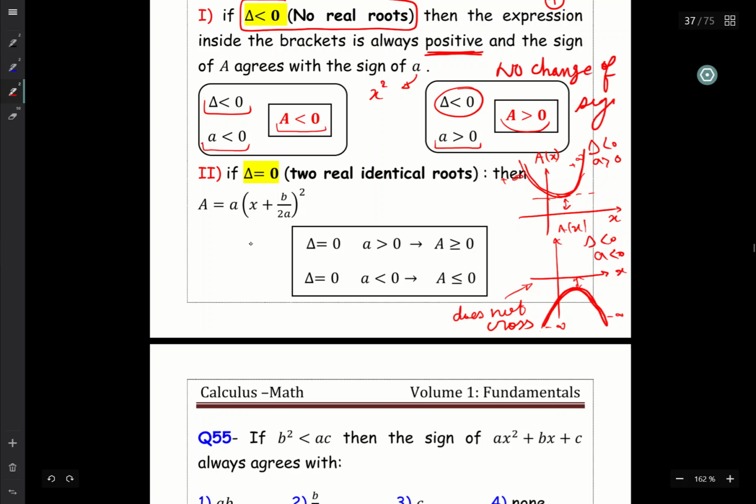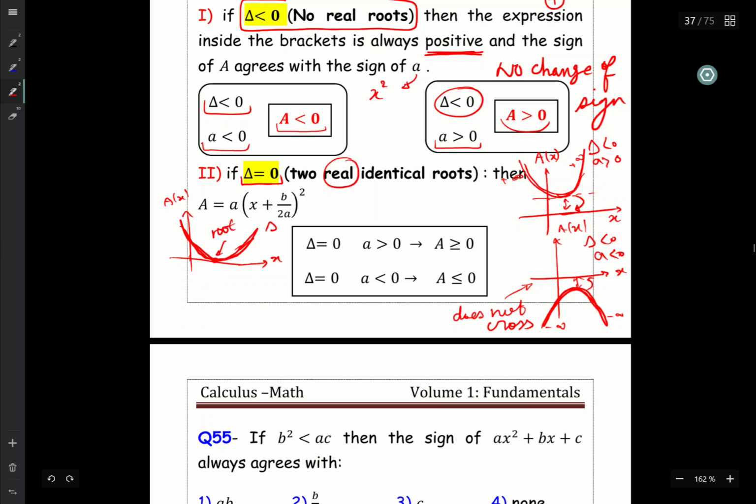So that's very easy to remember in this case. Now if delta is 0, we definitely have real roots, but they are identical. Then what happens is that our function becomes tangent to the horizontal line. So our quadratic function becomes something like this graphically. It just touches the horizontal axis, and this is our double root or identical roots.